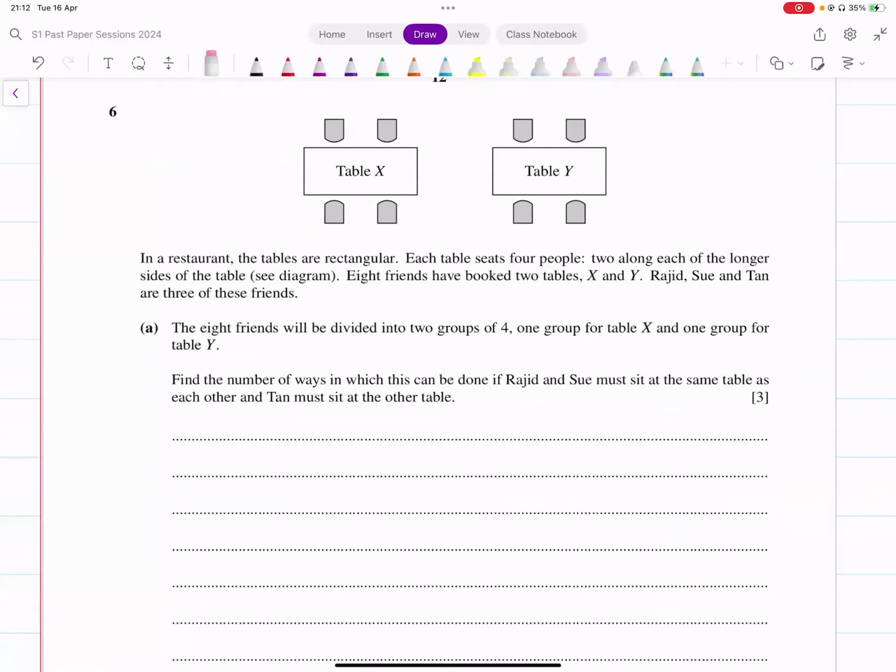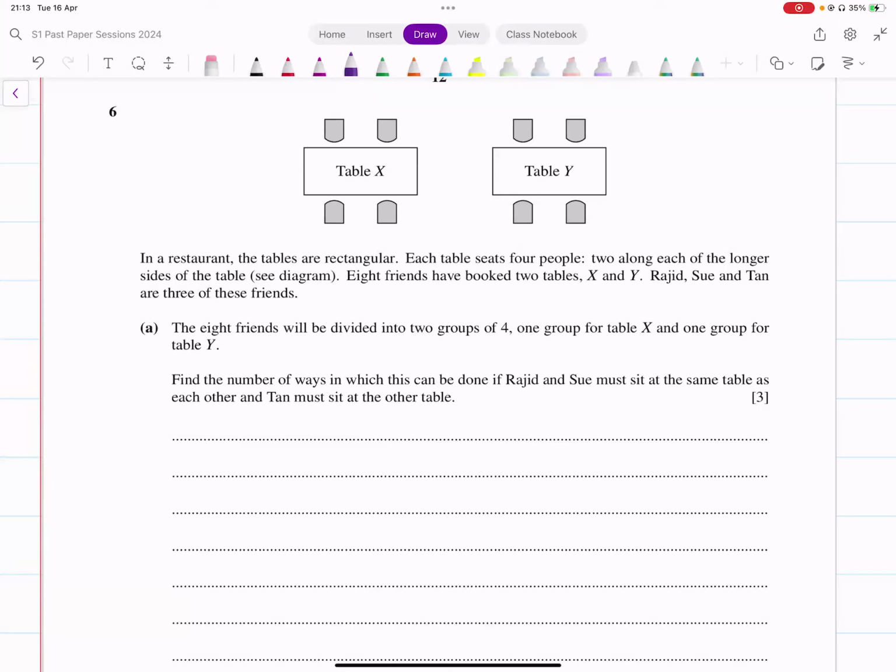Rajat, Sue, and Tan are 3 of these friends. The 8 friends will be divided into 2 groups of 4, 1 group for table X and 1 group for table Y. Find the number of ways in which this can be done if Rajat and Sue must sit at the same table as each other and Tan must sit at the other table.